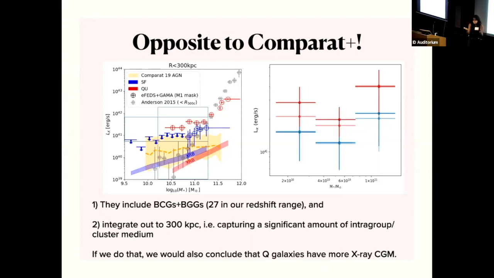I'm interested in what is happening within the galaxy halo. So when you see these two papers side by side and you're wondering why they have opposite results, this is why. They have included group and cluster members, and they've integrated out so far that you're really capturing the large scale environment rather than the CGM.